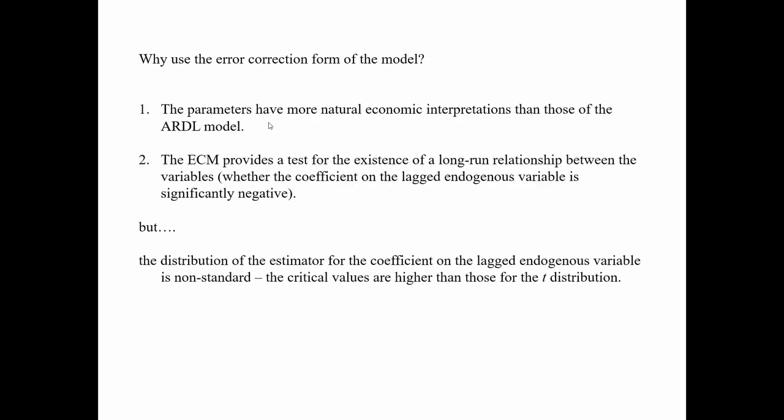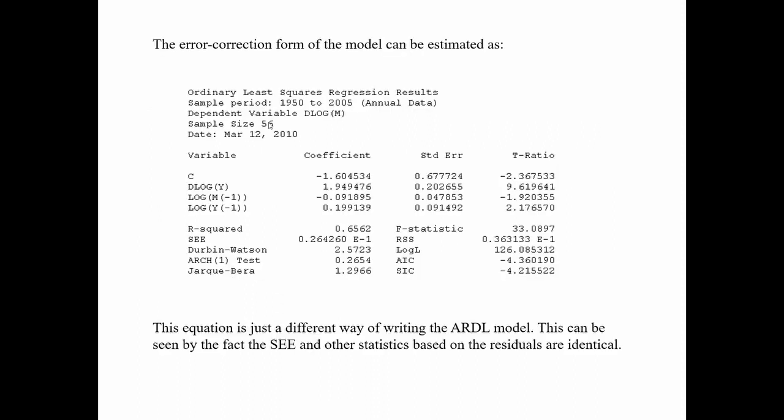Why do we bother with this? Why use the error correction model? Well, basically, the parameters have more natural economic interpretations than those of the ARDL model. And secondly, it provides a convenient way of testing whether or not there is a long-run relationship between the variables. If we've got a non-zero speed of adjustment, then it indicates that we are moving towards the equilibrium. So the coefficient on the lagged endogenous variable needs to be significantly negative if there is an equilibrium relationship between the variables. In this case, the coefficient is minus 0.09.